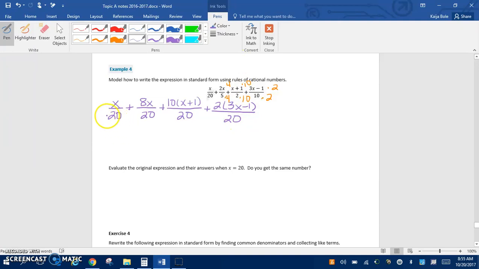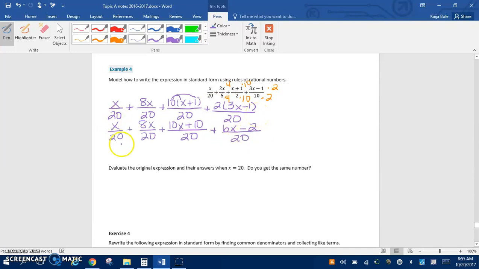Okay, so the first two stay the same. We still have our x over 20 plus our 8x over 20. Now here we need to distribute this 10. So 10 times x gives us 10x, plus 10 times 1 gives us 10, still all over 20, plus 2 times 3x gives us 6x, 2 times negative 1 gives us a negative 2, all over 20.